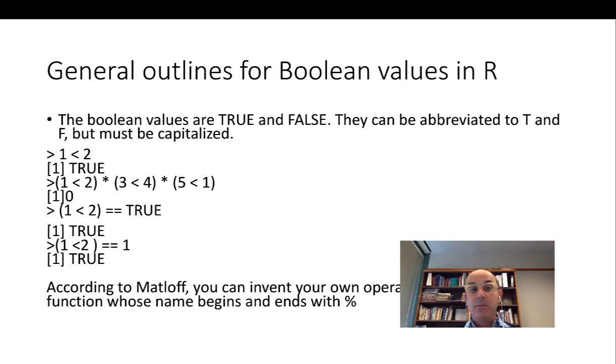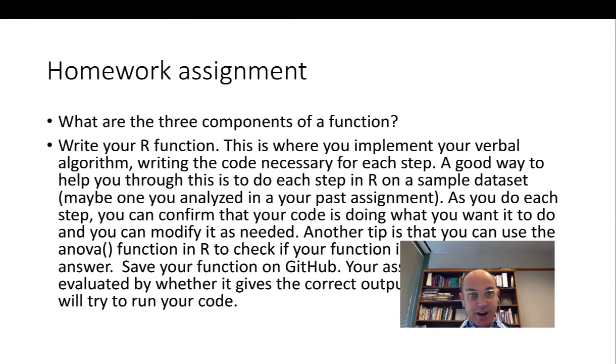So 1 is smaller than 2, and if it's true, I can add some more calculation, and it will give me the idea of what is true behind it. According to a textbook, you can invent your own operators. You just need to write functions whose names begin and end with a percent sign. I want you to remember that, because this percent sign will come up later on when we start to write more advanced functions.